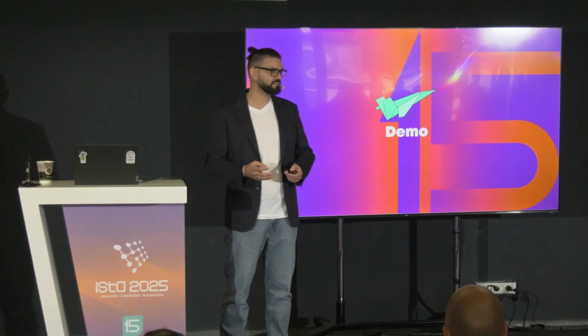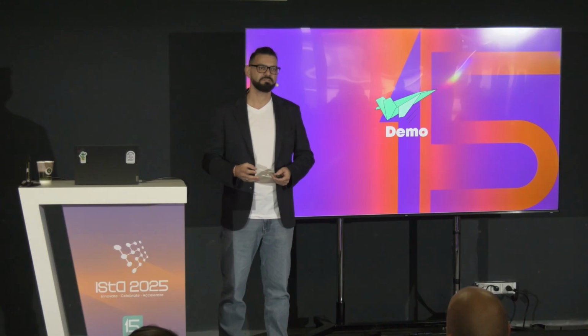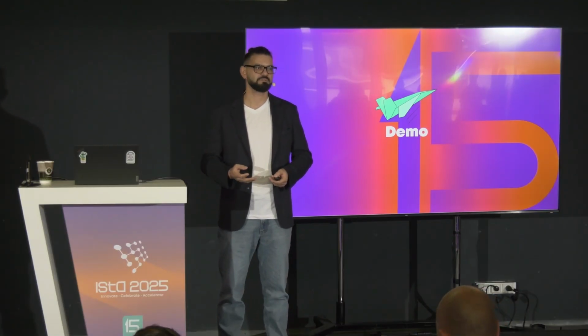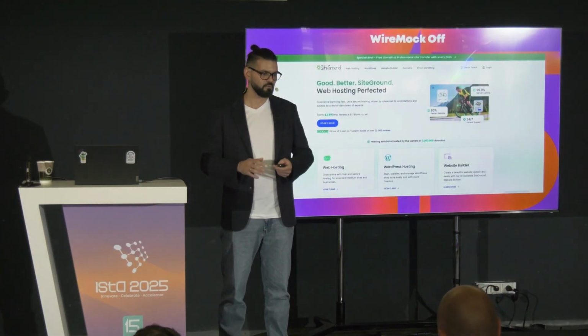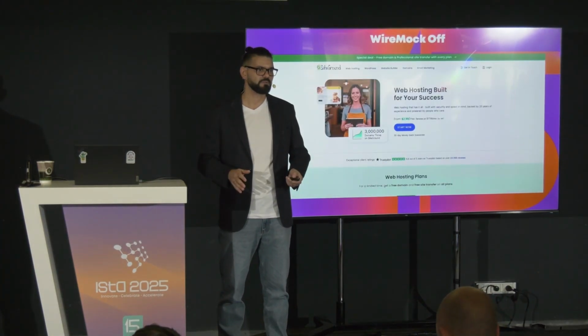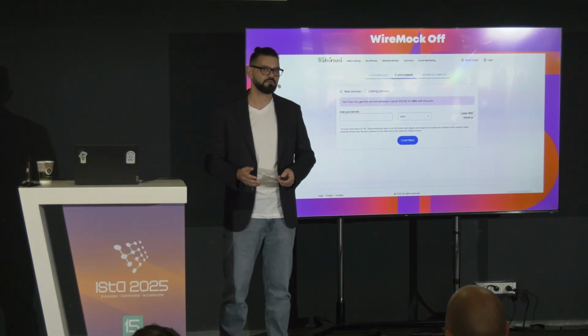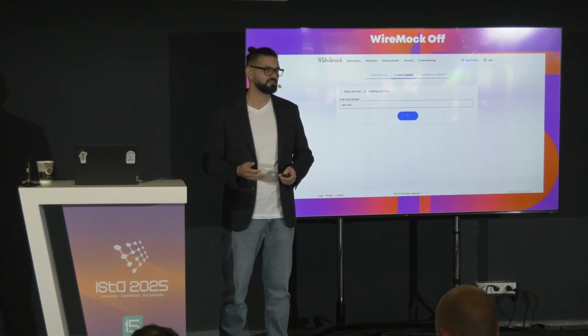And now it's time for a short demo, as promised. As I told you, at SiteGround, we've mocked a lot of external APIs that we are working with and using. But I'm going to show you how we've mocked a critical payment provider. So let's see first how things work when WireMock is off. WireMock is not running. And in this example, I'm just making a simple order from our SiteGround site, and I'm ordering a hosting plan with a domain.